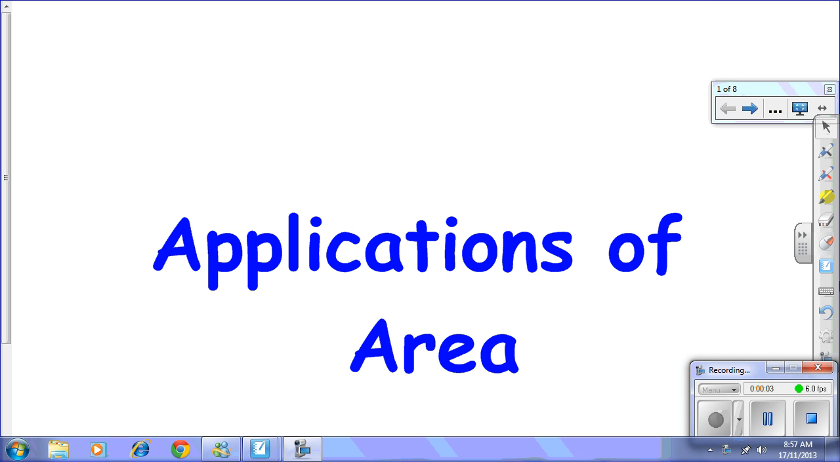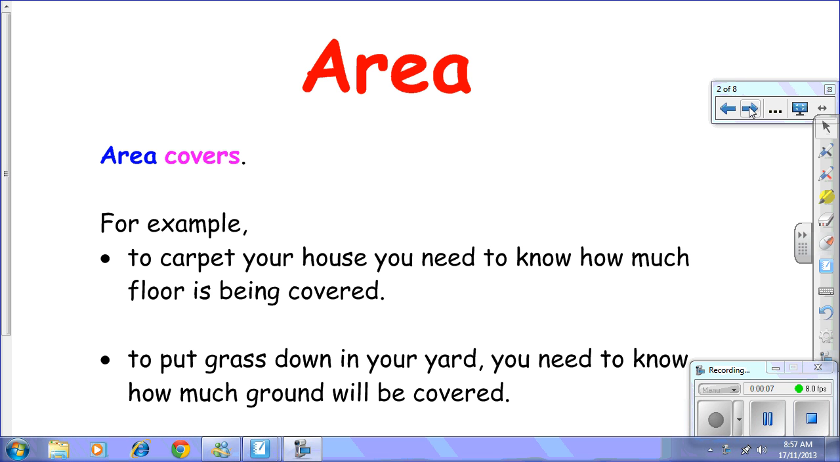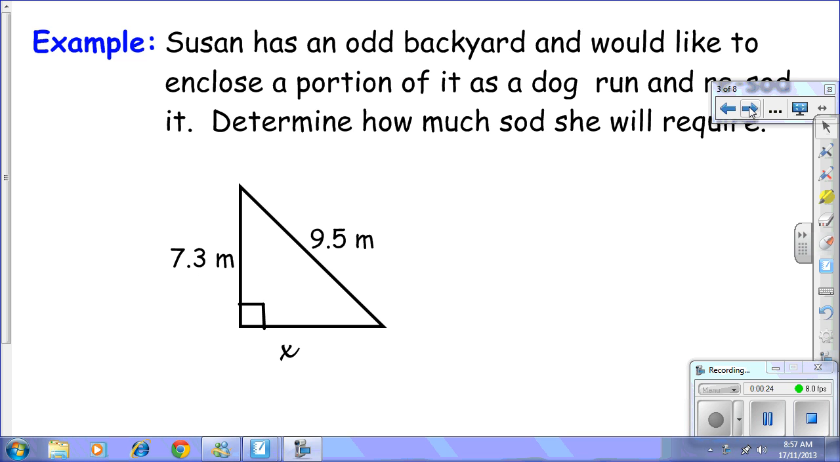Applications of area. Remember, area covers. So if you want to put carpet on your floor, it covers your floor. If you want to put grass in your backyard, it covers the ground. So in both scenarios, you need to purchase your items, your carpet or your grass or whatever you're buying, based on what you're covering. So you need to know the area.